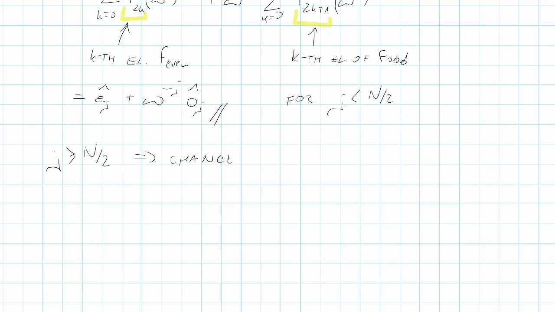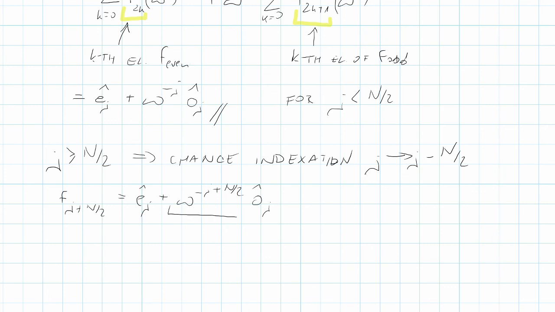We replace j by j minus n half. So the corresponding formula would be f j plus n half equals ej hat plus omega to minus j plus n half oj hat. But let's look here.